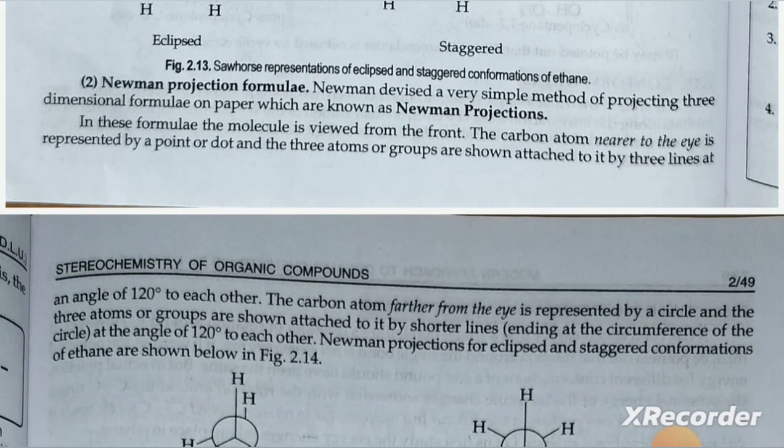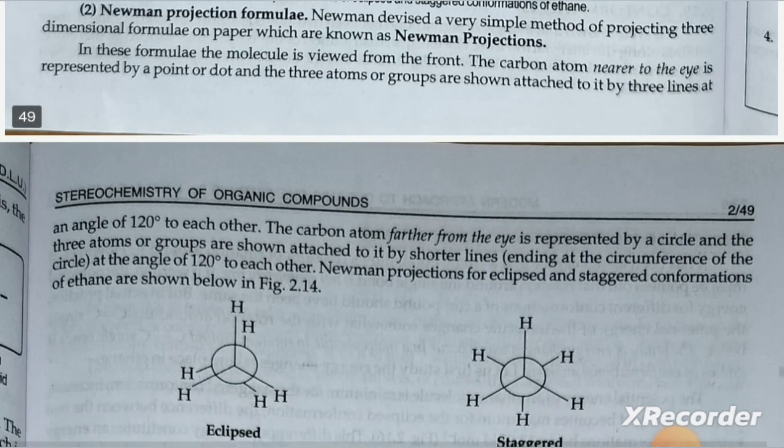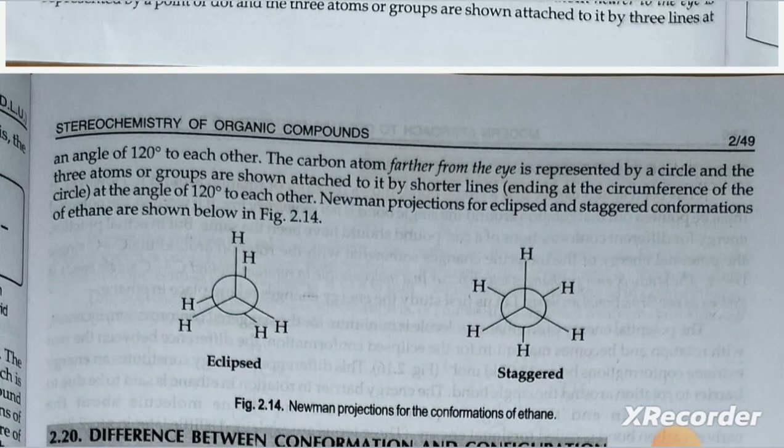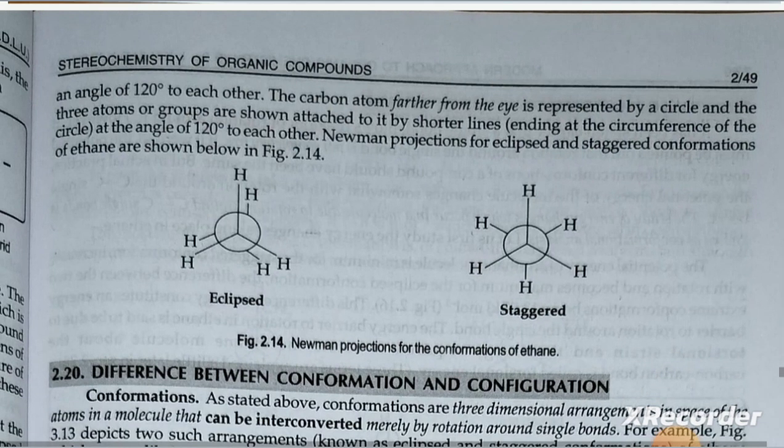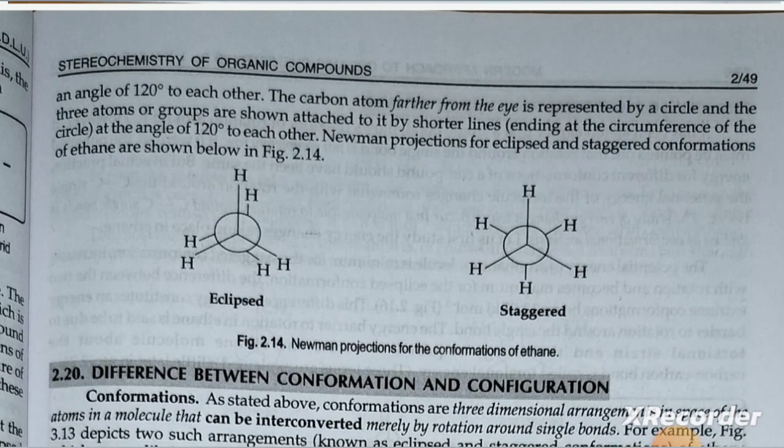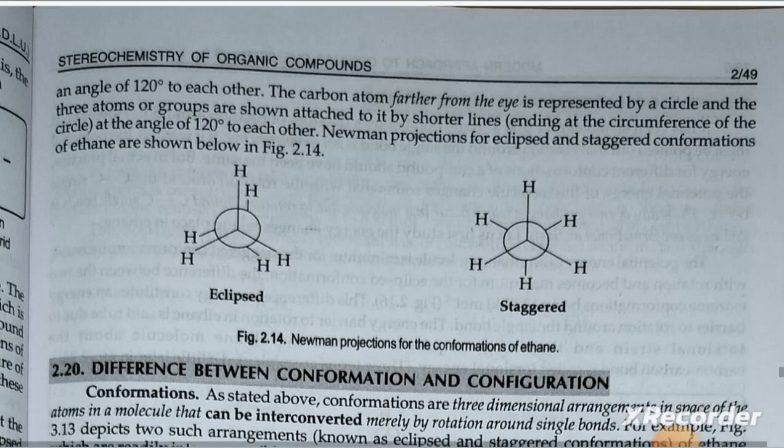The carbon atom farther from the eye is represented by a circle and the three atoms or groups are shown attached to it by shorter lines, ending at the circumference of the circle at an angle of 120 degrees to each other. Newman projection for eclipsed and staggered conformations of ethane is shown below in figure 2.14. First is eclipsed and second is staggered. Figure 2.14 is Newman projection for the conformations of ethane. Next is difference between conformation and configuration.